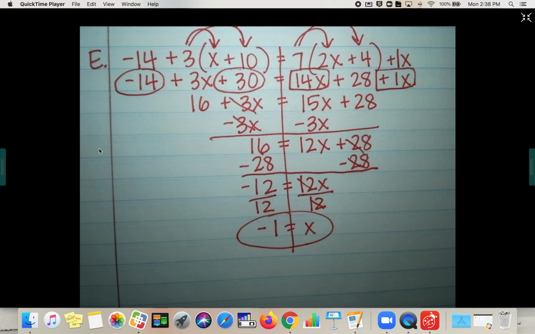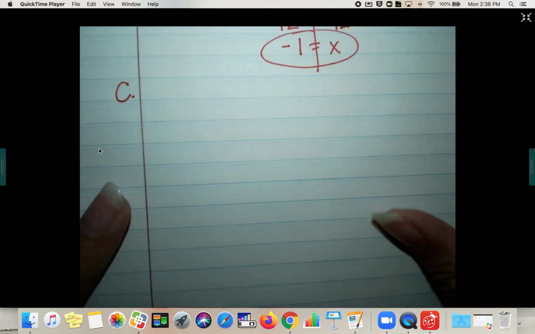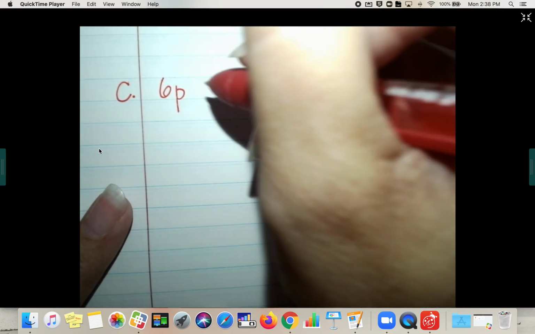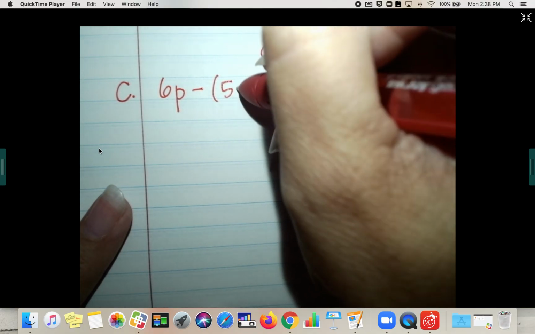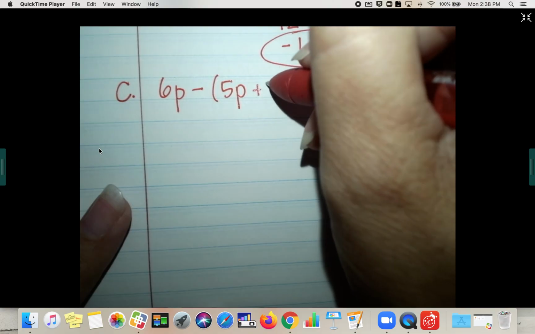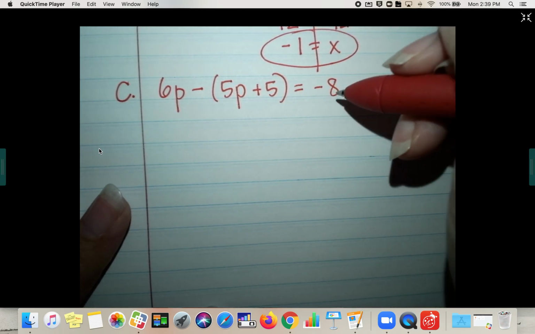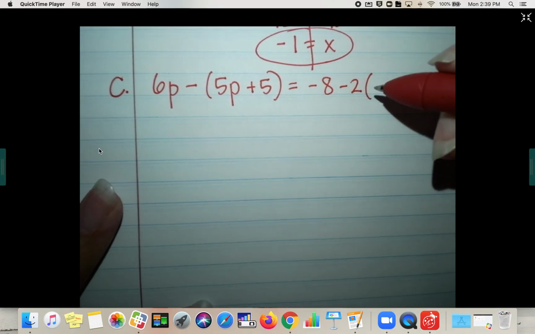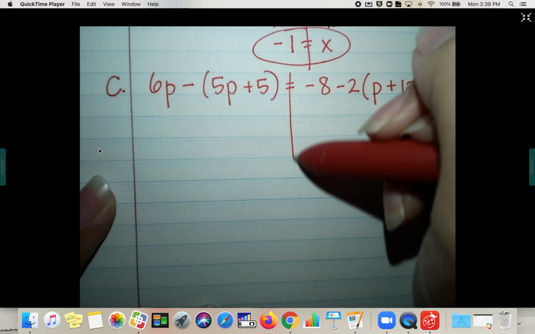All right, last one. Whew, these take a while. This is letter C. It is 6p minus parentheses, interesting there, 5p plus 5 equals negative 8. Minus 2 times the quantity p plus 12. All right, here we go.